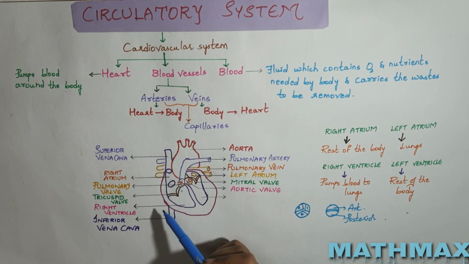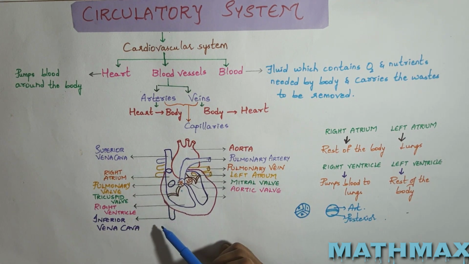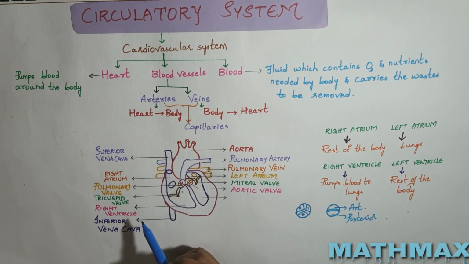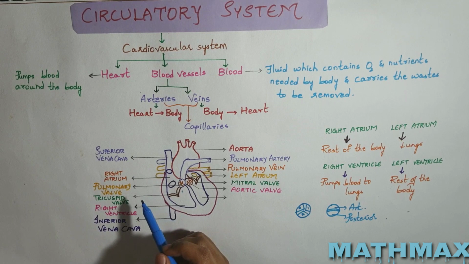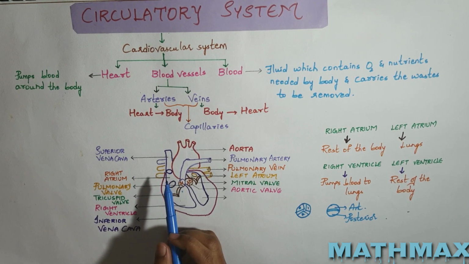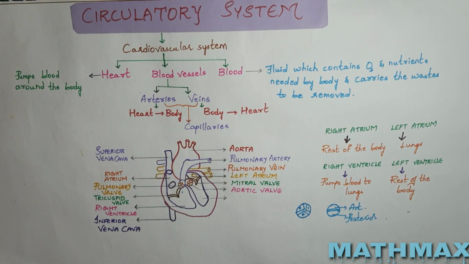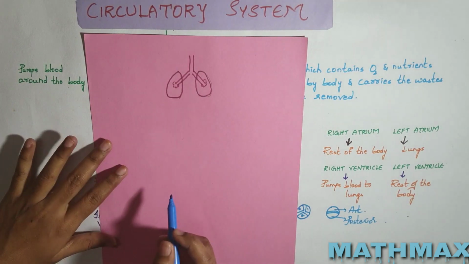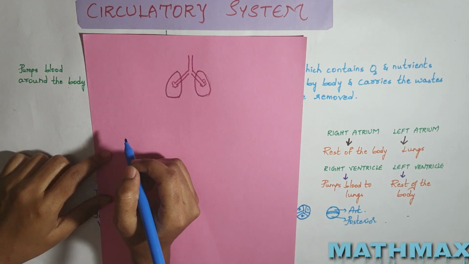The two veins present at the anterior and the posterior side of the heart are the superior vena cava and inferior vena cava. Now let us discuss the right and the left side of the heart in perspective with the vascular system. Let me explain to you in detail the structure of the heart and circulatory system.